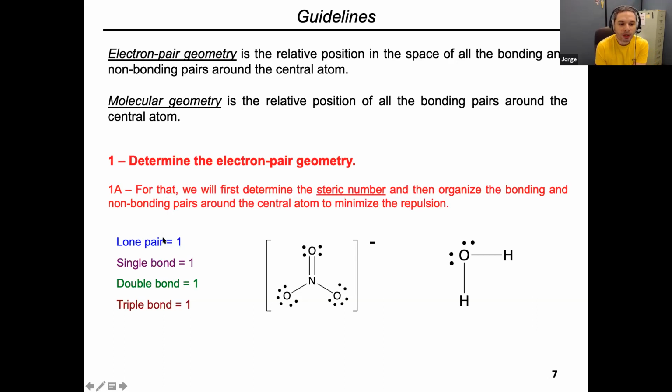Okay, step 1A. To determine the electron pair geometry, we will first determine the steric number and then organize the bonding and non-bonding pairs around the central atom to minimize the repulsion. So let me switch to my other screen here, then I can write some stuff.